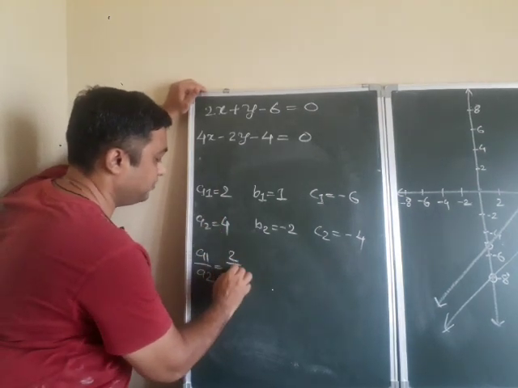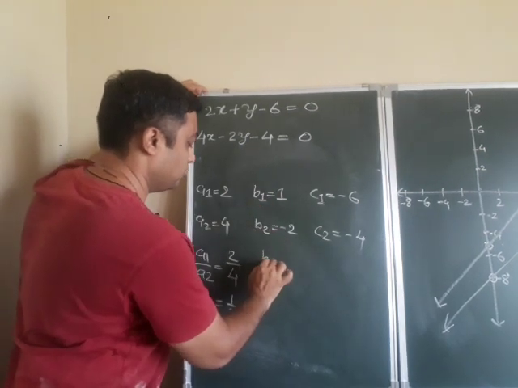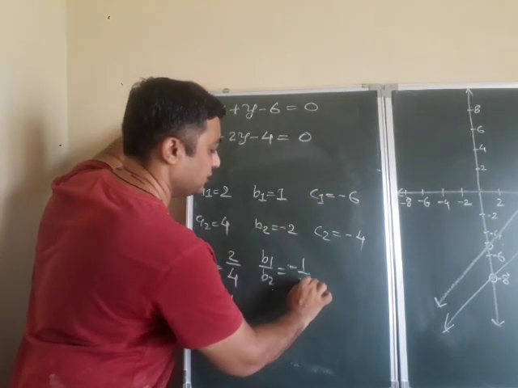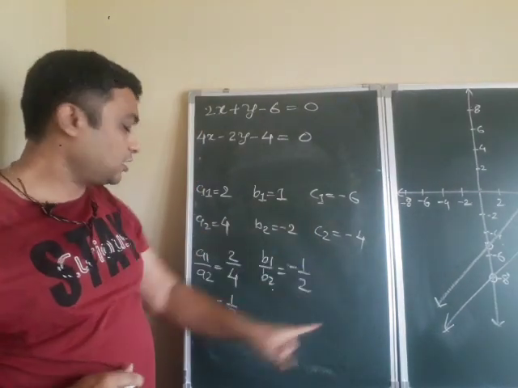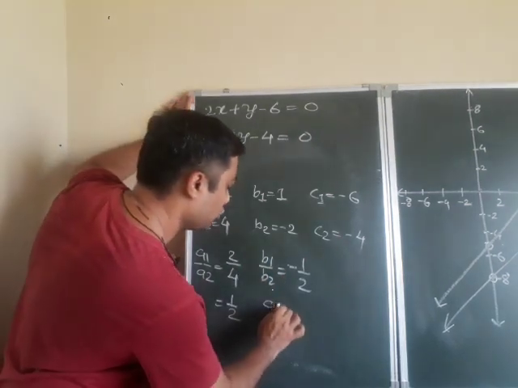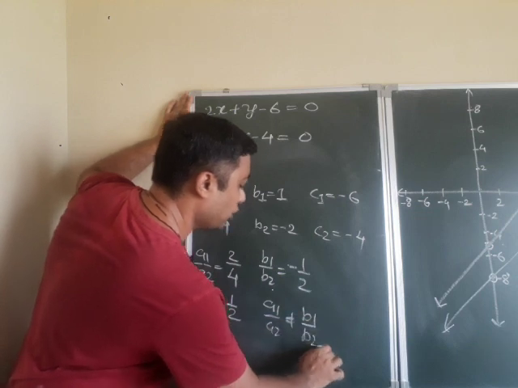A2. It's 2 by 4, so it's 1 by 2. B1 by B2. It's 1 upon minus 2, which means minus 1 by 2. Not necessary to check the third one because both are not equal. So lines are intersecting. Fine. So A1 upon A2 is not equal to B1 upon B2.